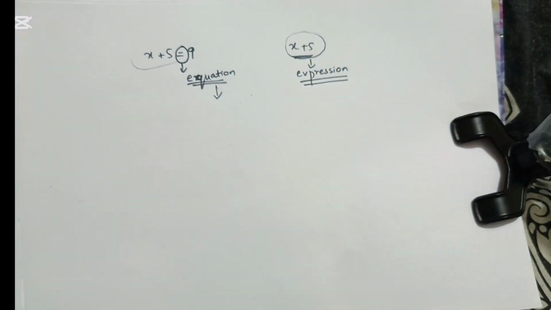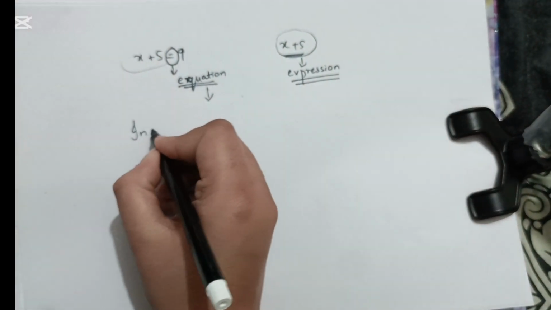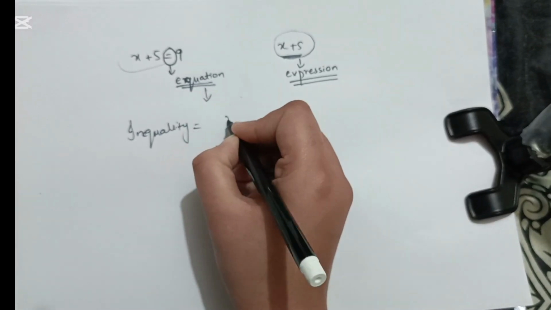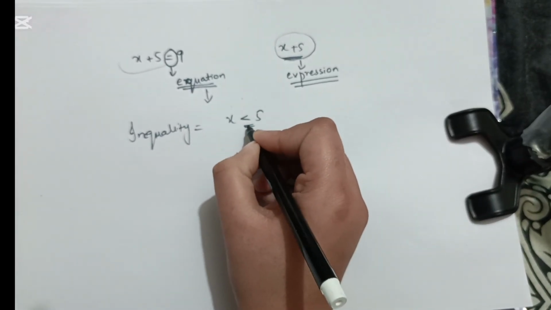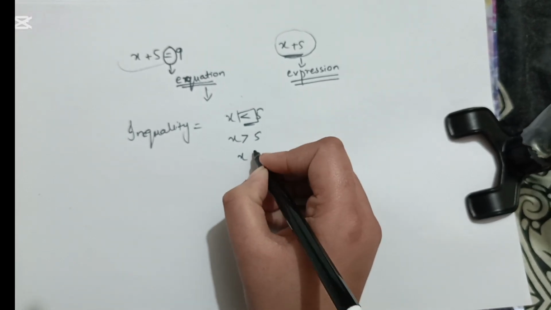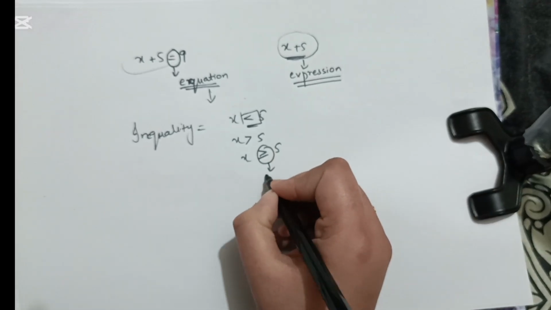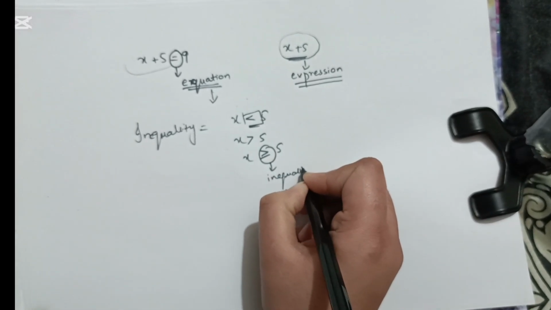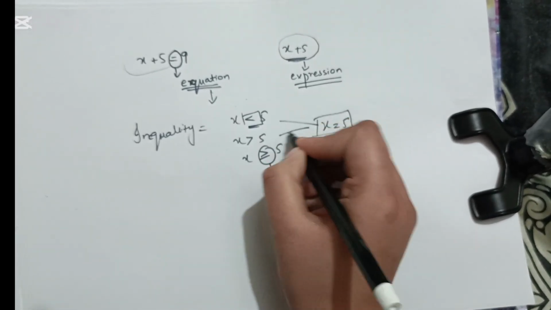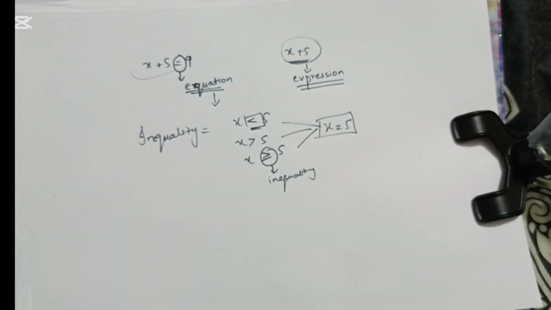Now what is inequality? Inequality means, if I write x is less than 5, it is not an equal sign. It is less or greater, or you can say greater or equal, right? Then this is also inequality. So if it is not exactly equal, like x equals 5, it is this or this that makes it an inequality. I hope you got it.